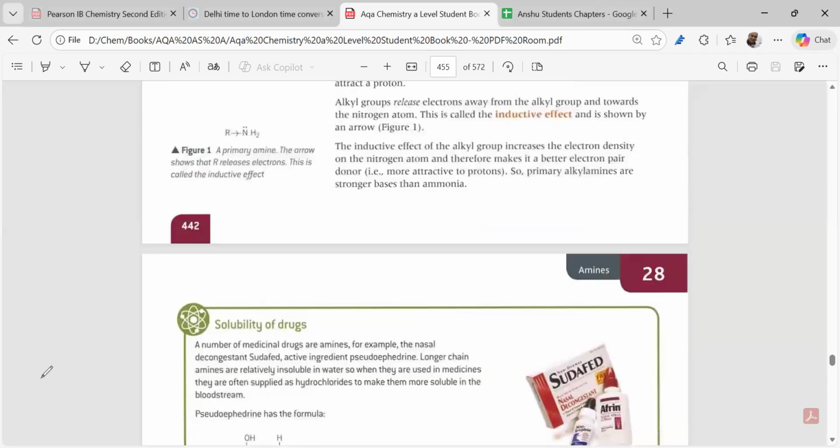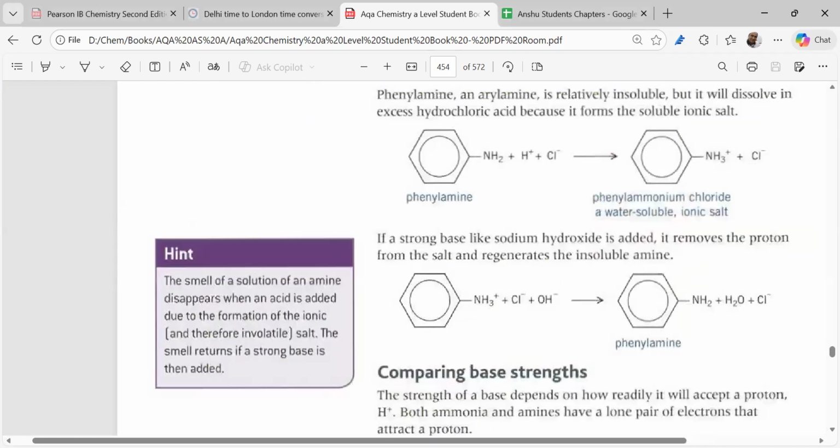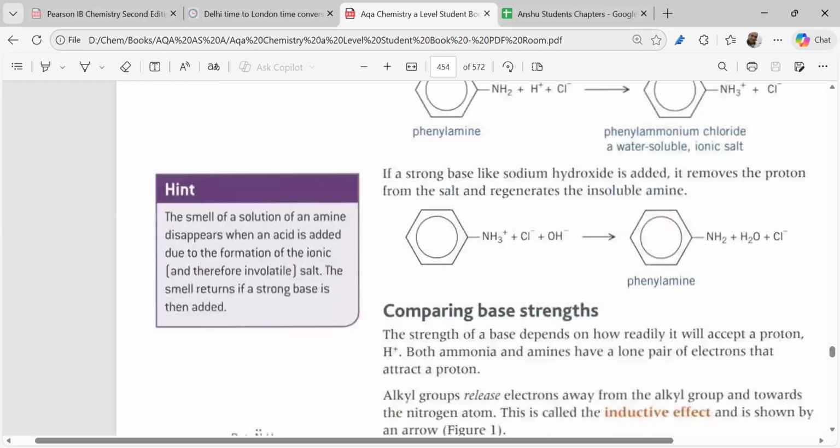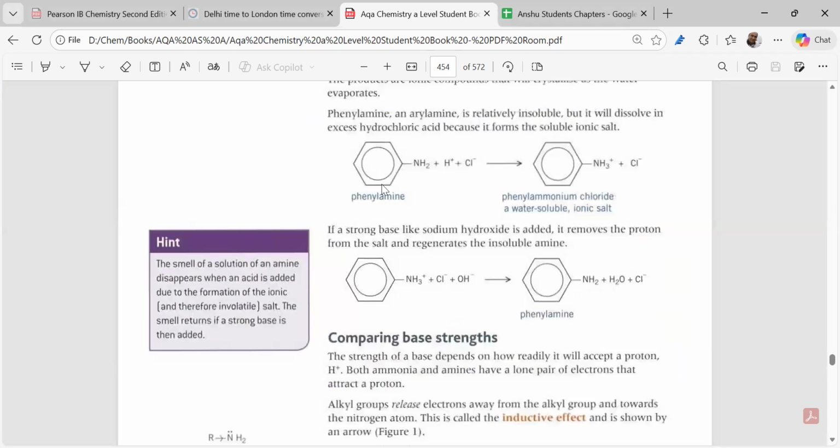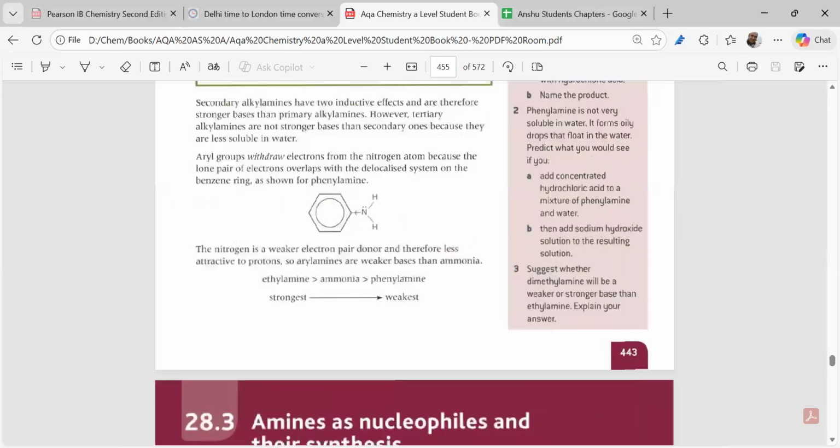I'm coming to this part. If you're adding sodium hydroxide to the salt, if you have the book, please open this book. If you add sodium hydroxide to the salt, what happens? Sodium hydroxide will be pulling out this acidic hydrogen, and it will be giving you the phenylamine plus water plus Cl minus. So again, the phenylamine will be generated. That's the way we do, and that will come to this answer. Understood this part?